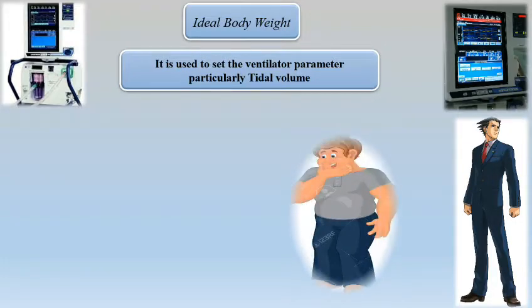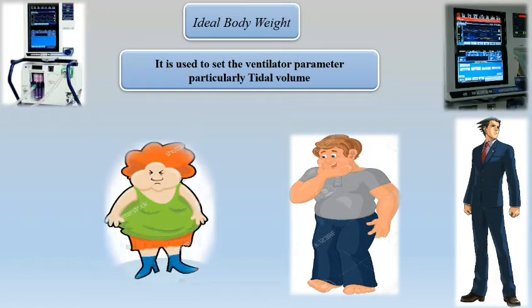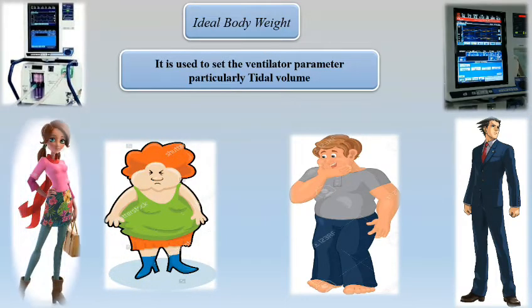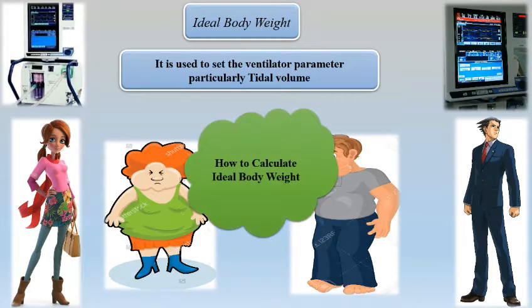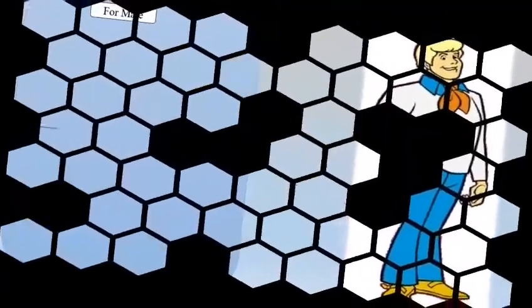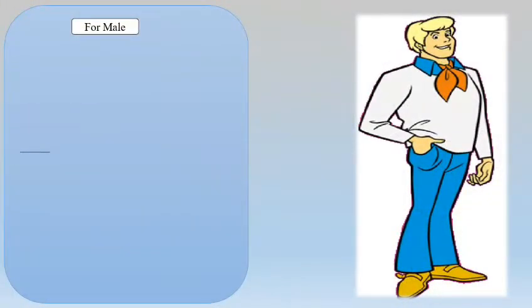So we deal with males, some are very tall and some have short height. The same happens with the female. So how do we calculate the ideal body weight for these? Is there the same formula or different? Let's see. There are two different formulas, one for male and the second one for female.